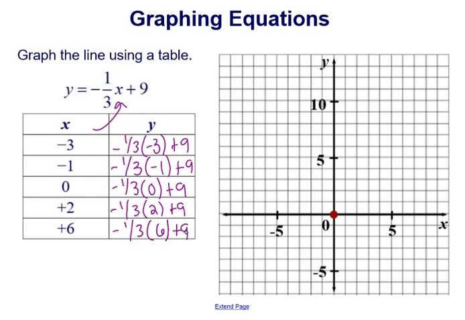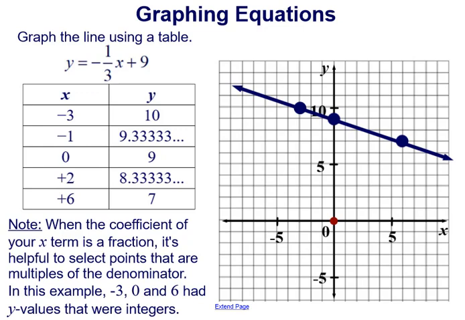So the first thing we need to do is simplify those y values to get our ordered pairs. But something interesting that should happen when you simplify some of these y values is we get repeating decimals. For the x value of negative 1, we get 9.3 repeating, and for the x value of 2, we get 8.3 repeating. So notice, when the coefficient of your x term is a fraction, we had negative 1/3, it's helpful to select points that are multiples of the denominator. If our denominator of 3 is going to affect the y values, it was good to, in this example, pick x values of negative 3, 0, and 6, because then the y values are integers that we can easily plot.